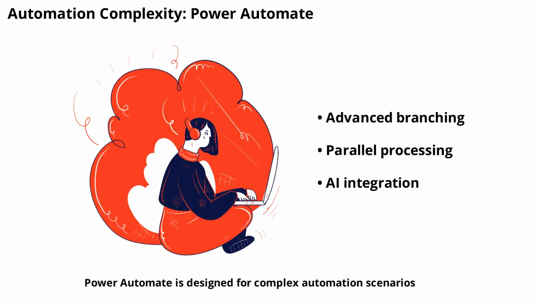Power Automate is designed for complex automation scenarios, supporting advanced branching, parallel processing, and integration with AI services. Finance teams can build sophisticated workflows that handle exceptions, automate approvals, and interact with multiple systems. This complexity is ideal for organizations with diverse automation requirements and technical expertise.